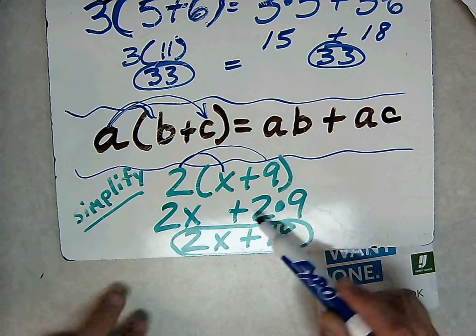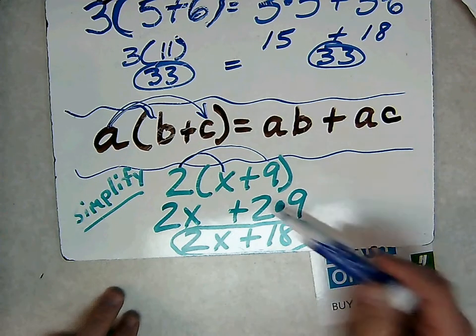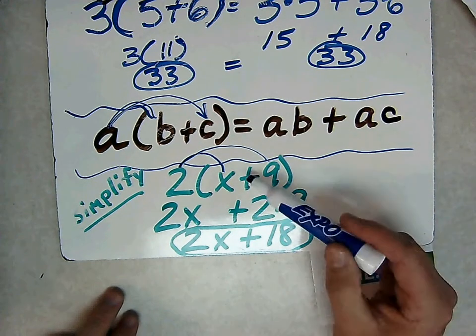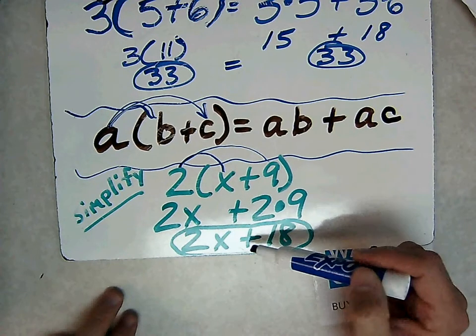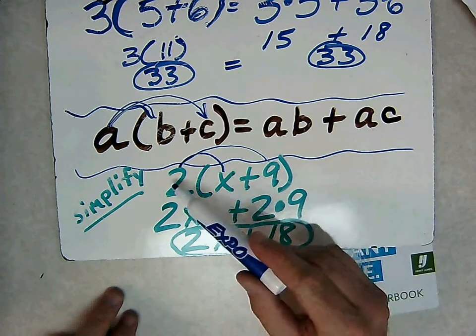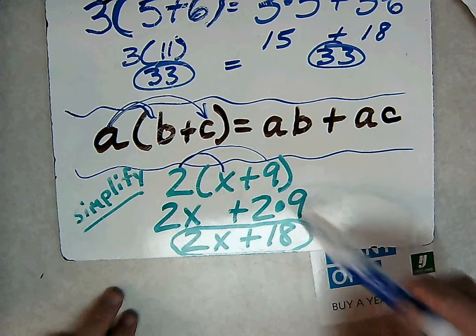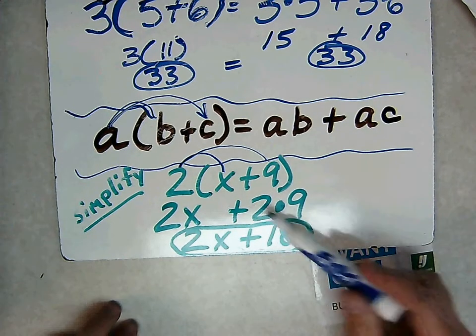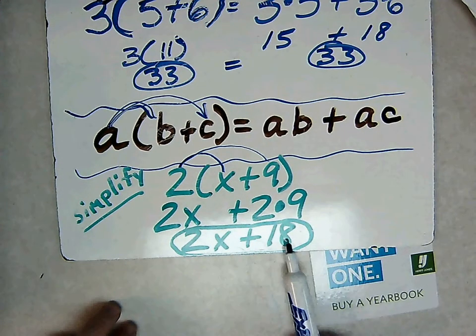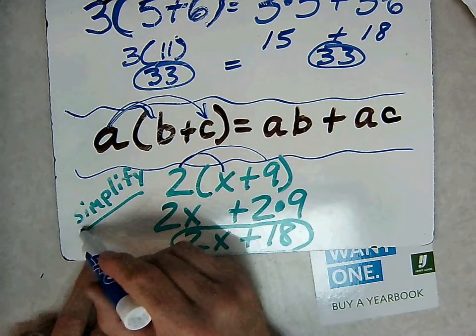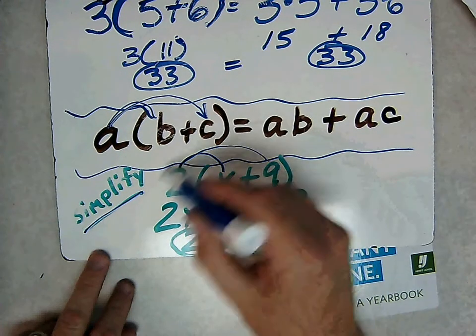Write it down first. Eventually you'll be able to just go to 18. Then the plus goes in between. So you have 2 times x is 2x, 2 times 9 is 18, so you get 2x plus 18, which is simplified when you compare it to all these parentheses stuff.